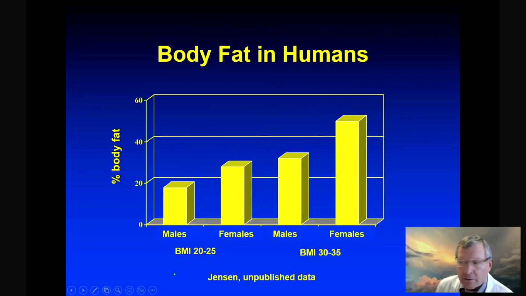So for example, in males and females in the BMI range 20 to 25, healthy young women have almost double the percent body fat that men at the same BMI do. And in the BMI range 30 to 35, where we would call class 1 obesity, obese men have about 30% body fat, very close to the same as lean women, and yet they're becoming very unhealthy. Obese females can have up to 50% of their weight as fat.